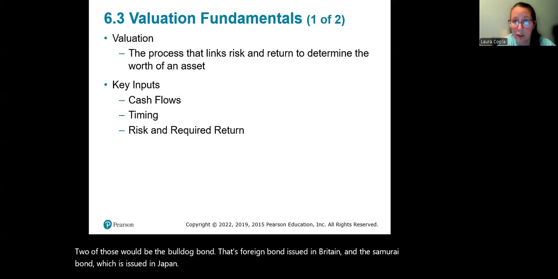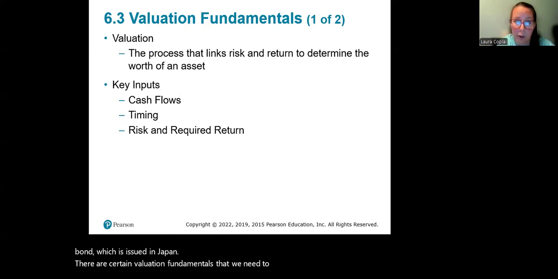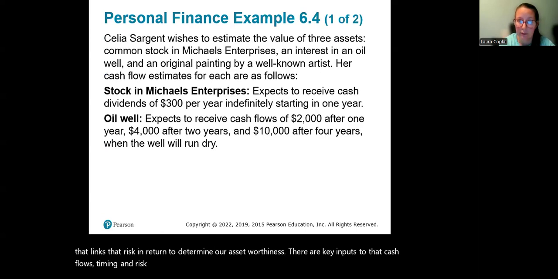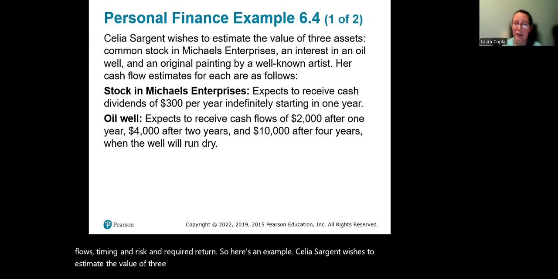There are certain valuation fundamentals that we need to look at. Valuation is the process that links risk and return to determine an asset's worth. The key inputs are cash flows, timing, and risk and required return. So here's an example. Celia Sargent wishes to estimate the value of 3 assets: common stock in Michael Enterprises, an interest in an oil well, and an original painting by a well-known artist. Her cash flow estimates are as follows.